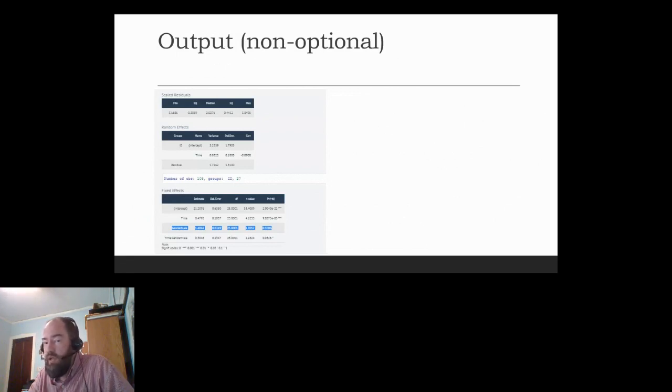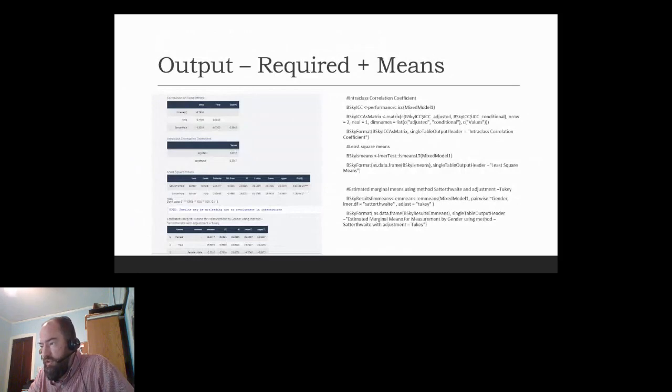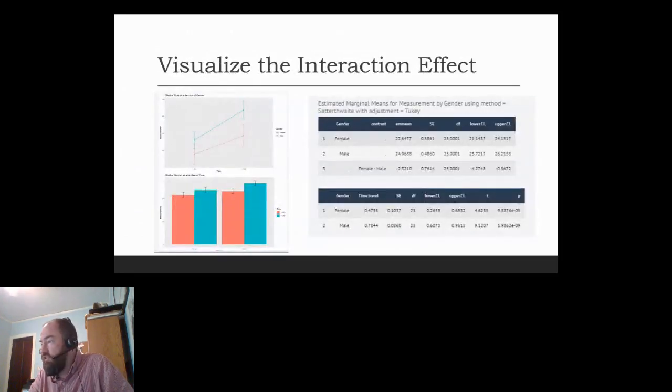And these are not options. These are the defaults that get provided to everyone. So we have the ICCs, correlation of fixed effects. We get means displayed, EM means, and differences between males and females. And we get some visualizations that are nice.